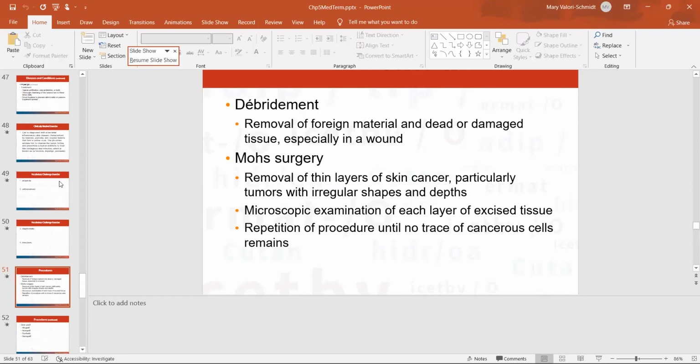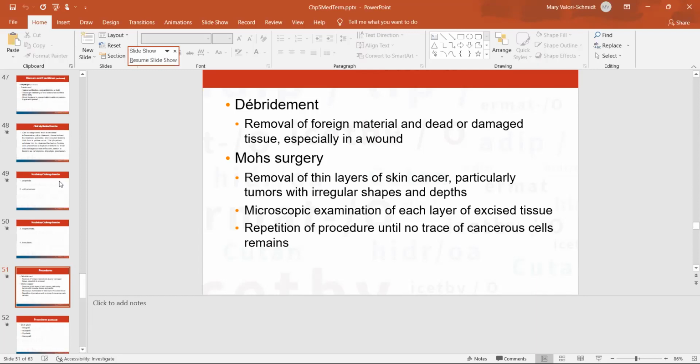And then this is a very common procedure. It's called Mohs surgery, and it's used for different types of skin cancer. What they do is they go in and remove the layers of cancer in thin layers because they want to do pathology or a microscopic exam of the excised tissue. And they're just going to keep on going down, down, down until they get to no cancer cells.